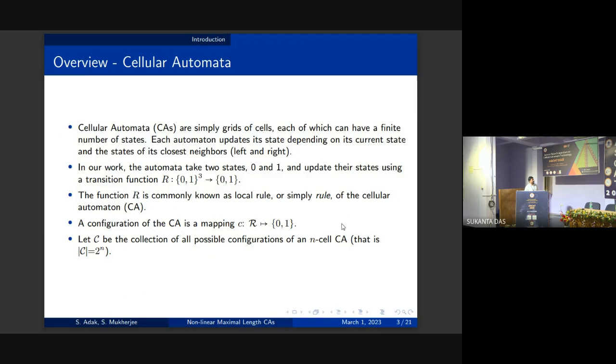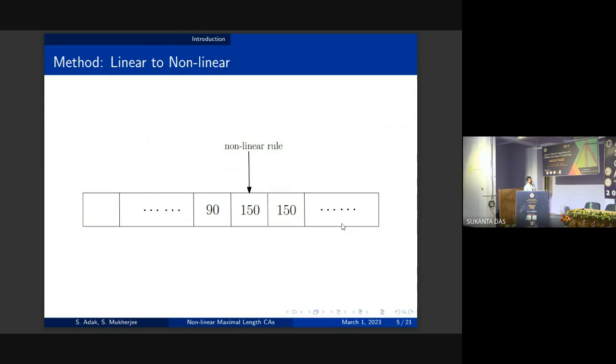So this is the technique we have applied in this paper. Suppose there is an n cell CA and this is a linear maximal length CA. In the case of linear maximal length CA, there are only two valid rules, that is rule 90 and rule 150, applied over all the cells. So if we want to generate the nonlinear CA, at first we have to replace one linear rule by a nonlinear rule. Maybe we can do it for one or more cells, but as an initial step, we can replace only one linear rule by a nonlinear rule, then the CA will be nonlinear.